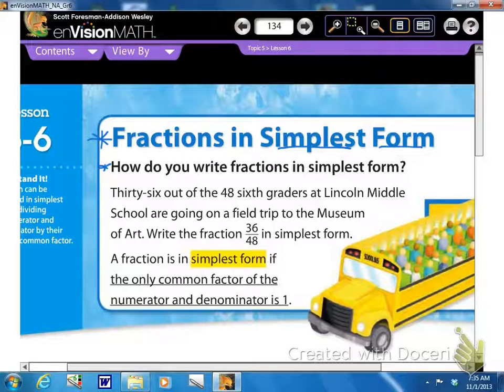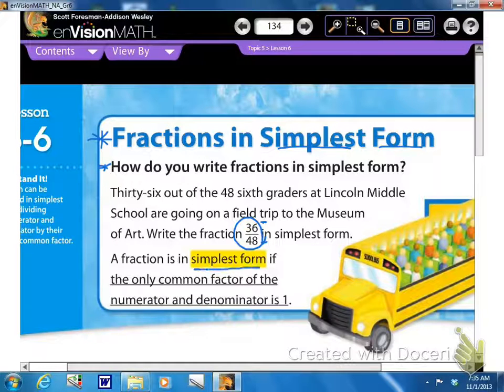36 out of the 48 sixth graders at Lincoln Middle School are going on a field trip to the Museum of Art. Write the fraction 36 over 48 in simplest form. So here's my fraction, here's my 36 that are going, and my 48 total students, or sixth graders. And we want it to be written in simplest form.